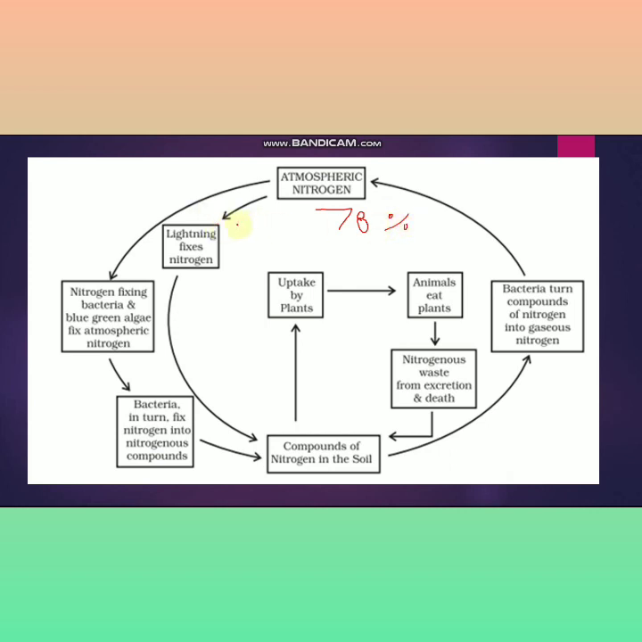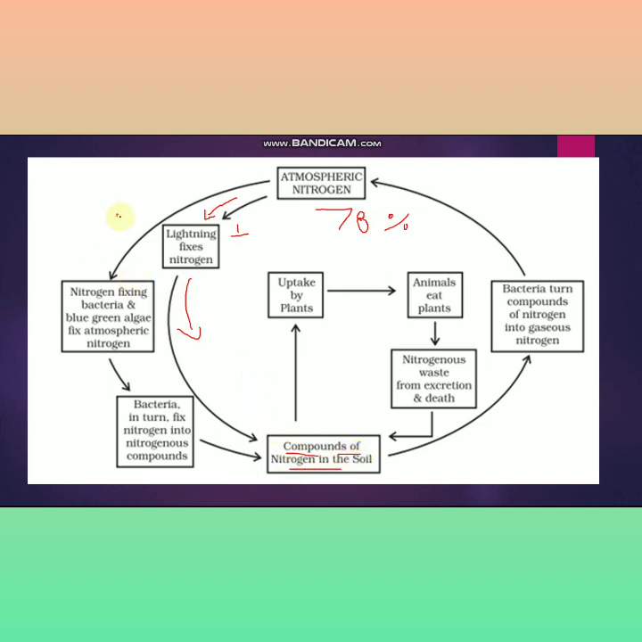This is the first step. Please see: atmospheric nitrogen gets fixed by lightning. Generally, lightning occurs in the rainy season, with thunderstorms. Due to this lightning, the gaseous nitrogen gets fixed into compounds of nitrogen in the soil.